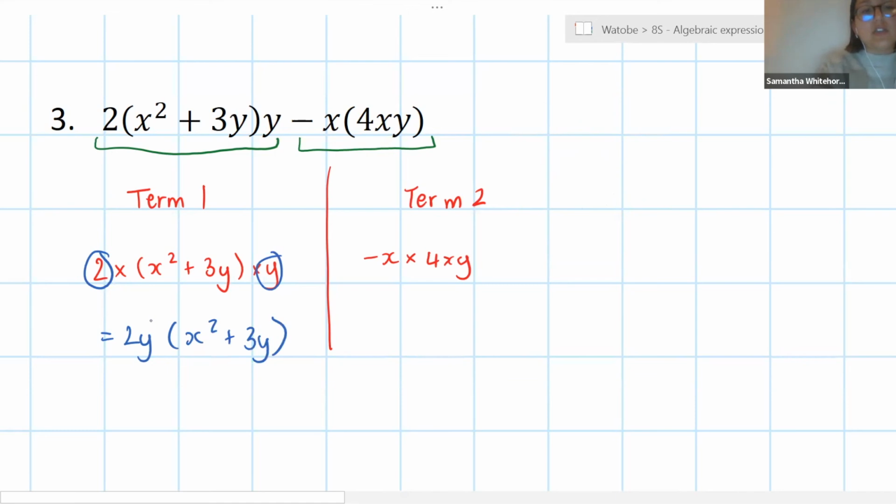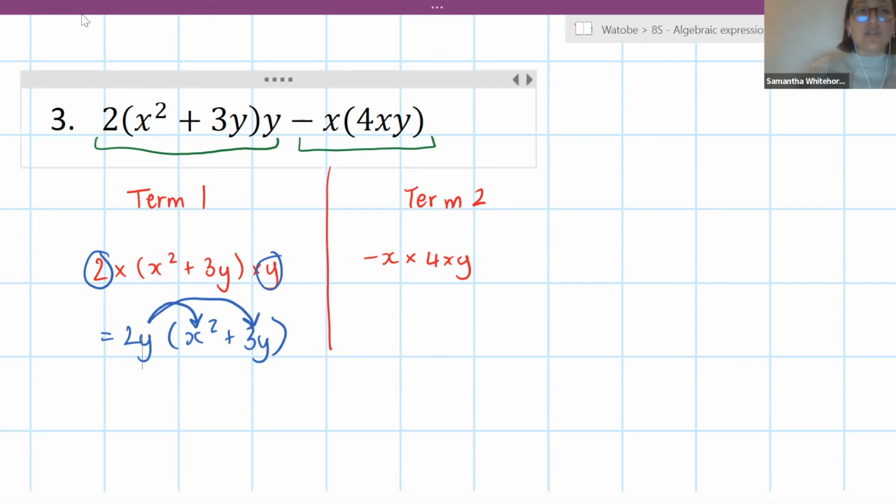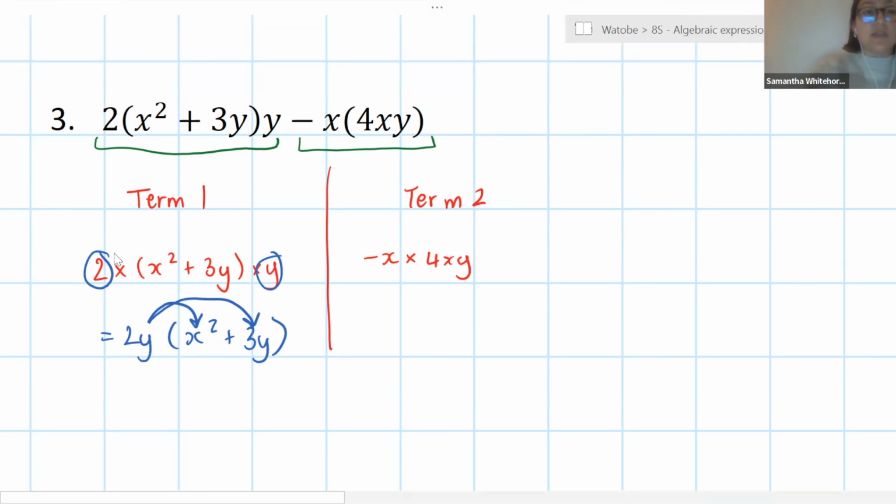And the reason that's useful to me is now when I go and multiply into my bracket, I'm just multiplying one thing in. Rather than if I hadn't changed it to 2y times the bracket, I would be dealing with the situation of needing to multiply the 2 in, and then once I've done that, multiplying the y in, which is a little bit complicated.